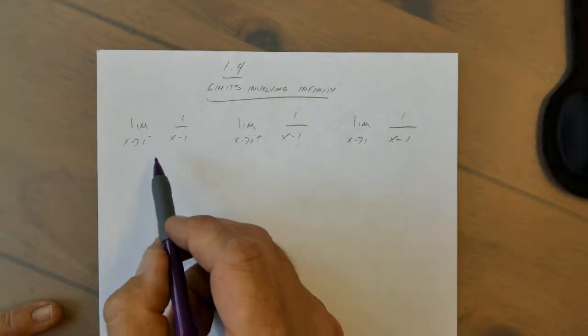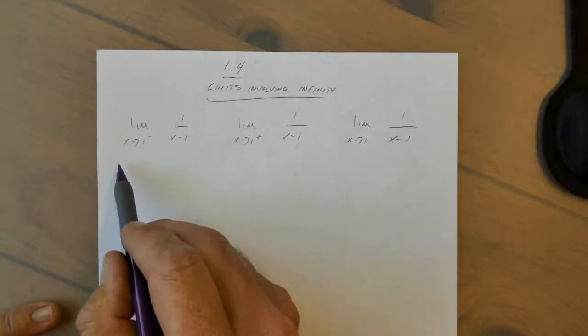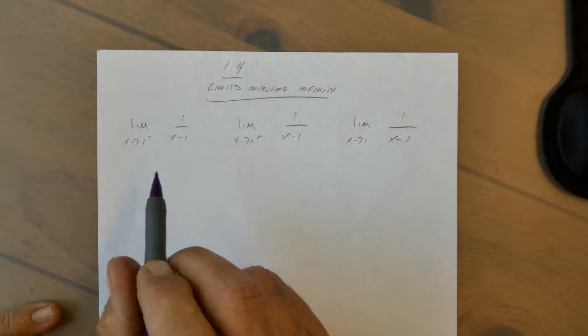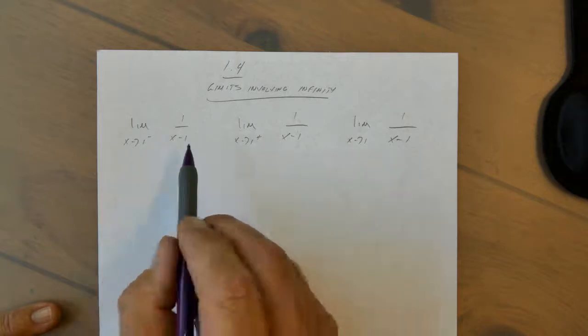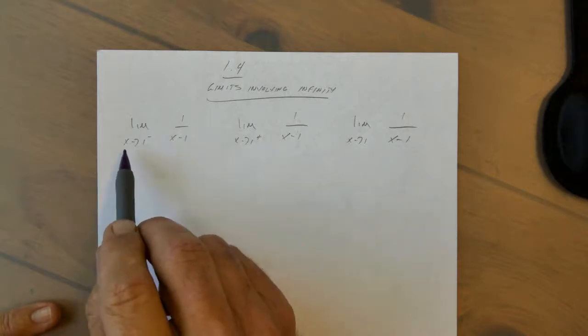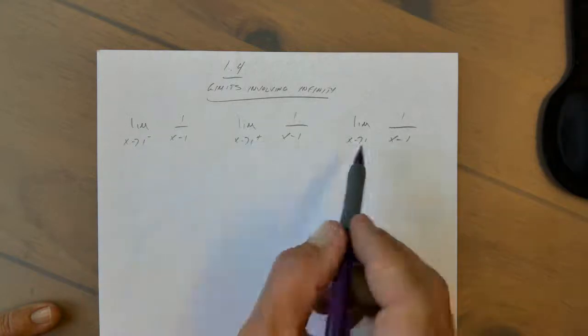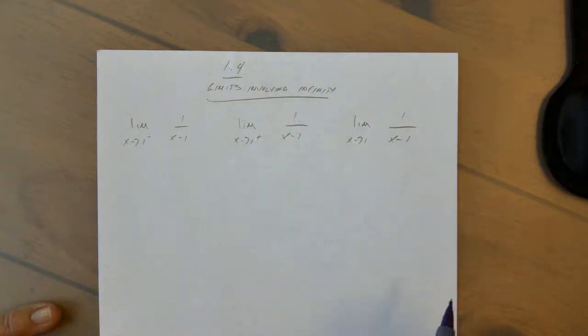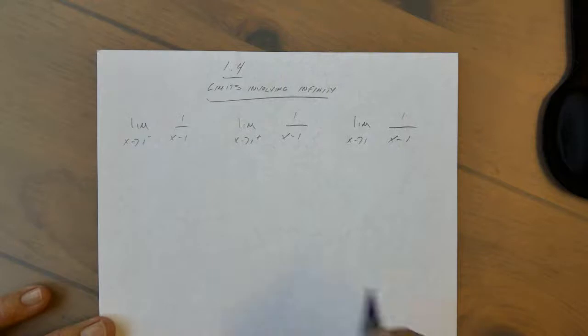All right, today we're going to look at a couple of problems from section 1.4, limits involving infinity. And so here we see we have three limits. In each case, it's the same function, 1 over x minus 1, a rational function, I should say. And it's the limit as x approaches 1 from the left, from the right, and the limit as x approaches 1. So a couple of ways to look at this.